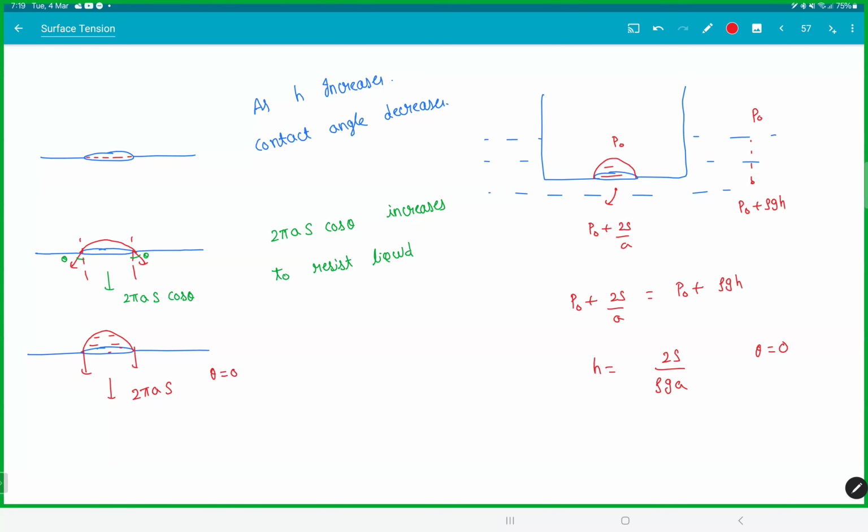Clear? Next one. Any doubts on this? If you make small holes at the bottom, you're still safe, but still don't do that. Next one.